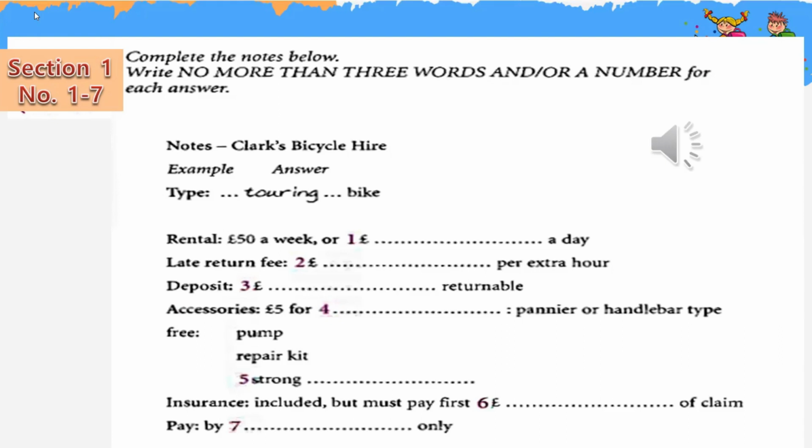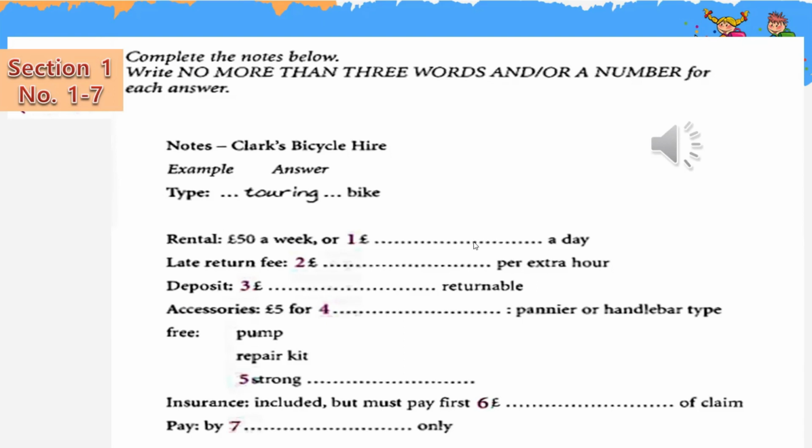Okay, students, in this one, we are going to answer numbers 1 up to 7. For number 1, the rental is £50 a week, or a day. What is the correct answer for the missing number or missing words?